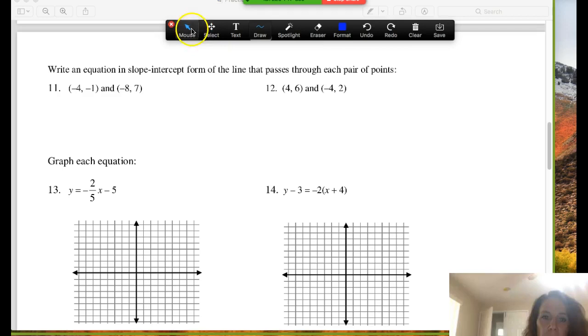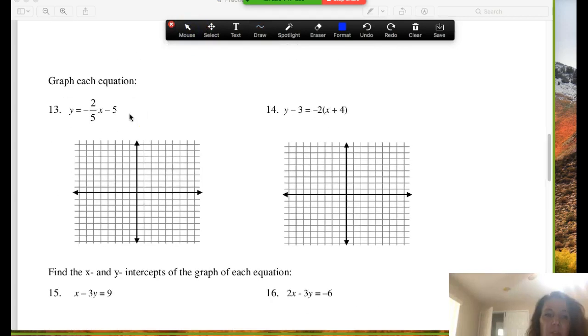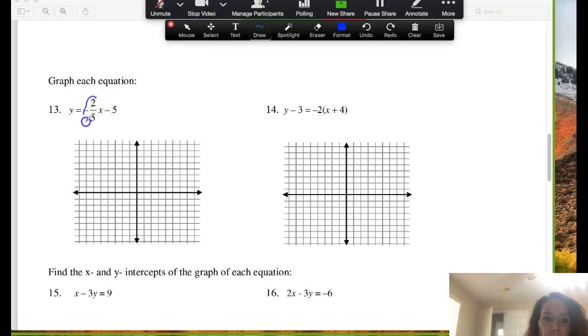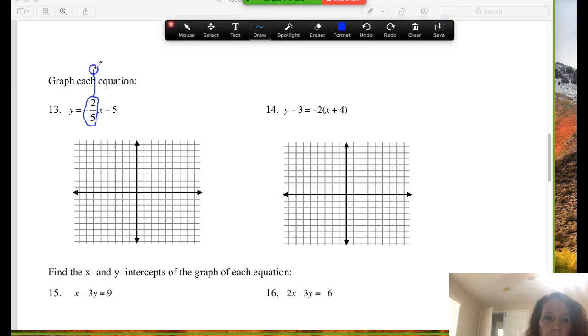So number 13, we're going to graph y equals -2/5 x minus 5. It's in slope-intercept form. It's the form I want. Here's my slope. Here's my y-intercept. Okay, so I start with my y-intercept. This is my y, this is my x. I go on my y-axis and I find where x is 0. Gives me my y-intercept of -5. 1, 2, 3, 4, 5, right there. There's my y-intercept. And then I use my slope to count to find another point.